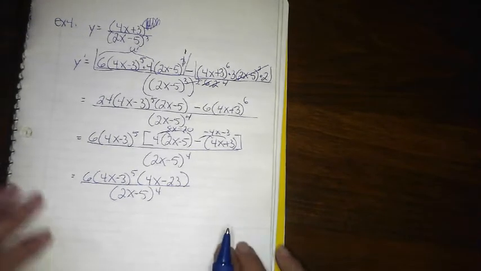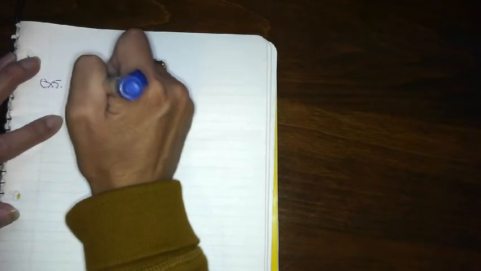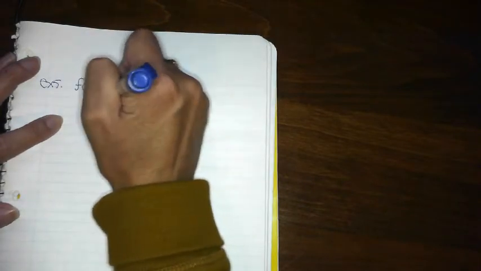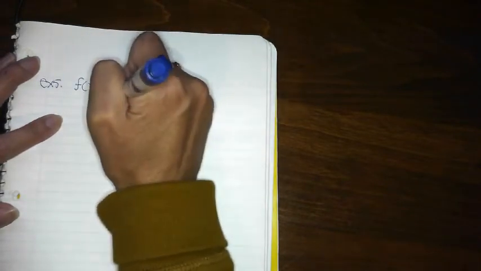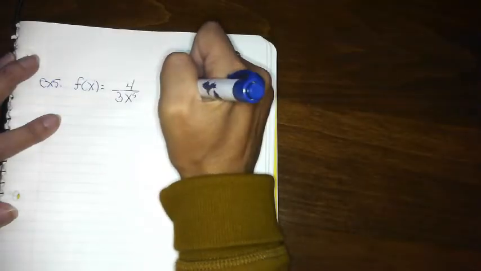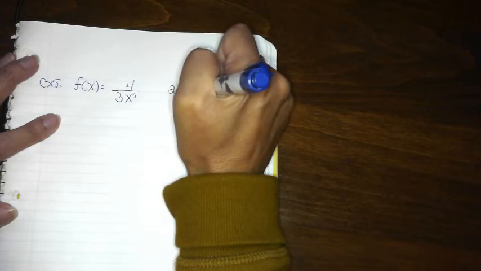All right, our last one is going to be done 2 ways. Number 5. F of x equals 4 over 3x to the 5th. And we want to do this 2 ways and show that they're equal.